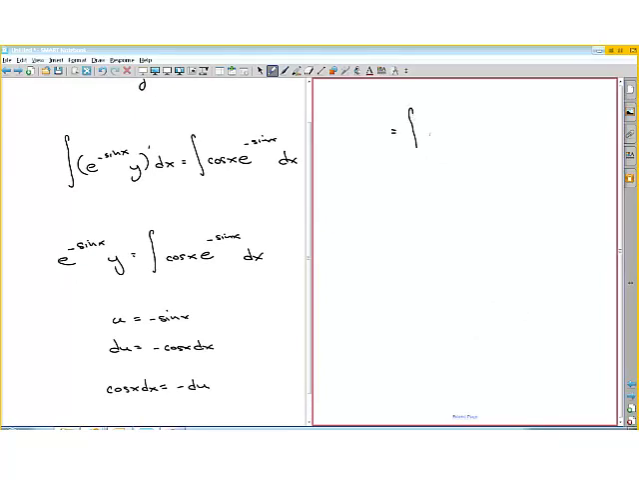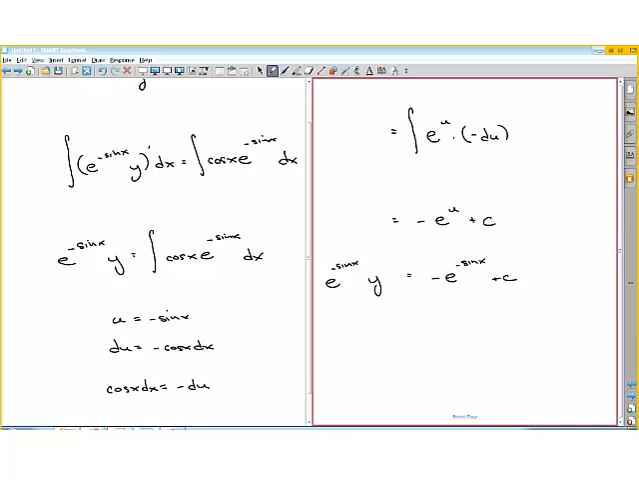So we'd get the integral of e to the u times du, or times dx, but cosine of x dx is minus du. So we factor out the negative sign. The integral of e to the u du is just e to the u plus our arbitrary constant c. Okay, then we plug u back in, so we get negative e to the minus sine of x plus c, and that's equal to e to the minus sine of x times y. I'm just rewriting the left-hand side.